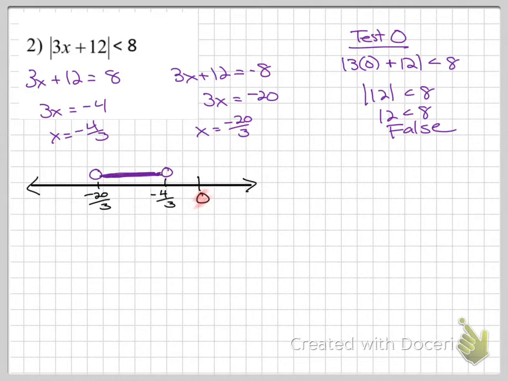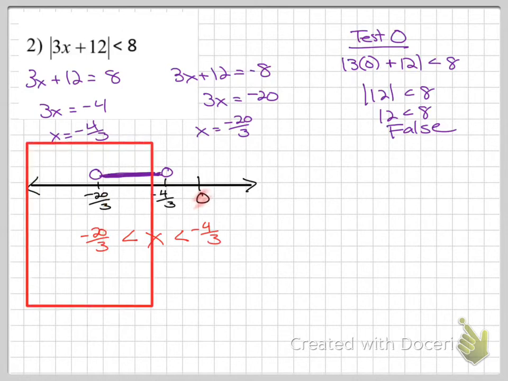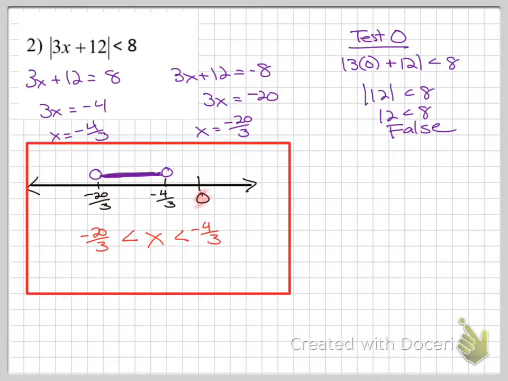This is one of our fancy compound inequality solutions. You start with the number on the left, the smallest number. It always points this way. X is always in the middle. It always points this way, and then the biggest number. X is between negative 20/3 and 4/3.